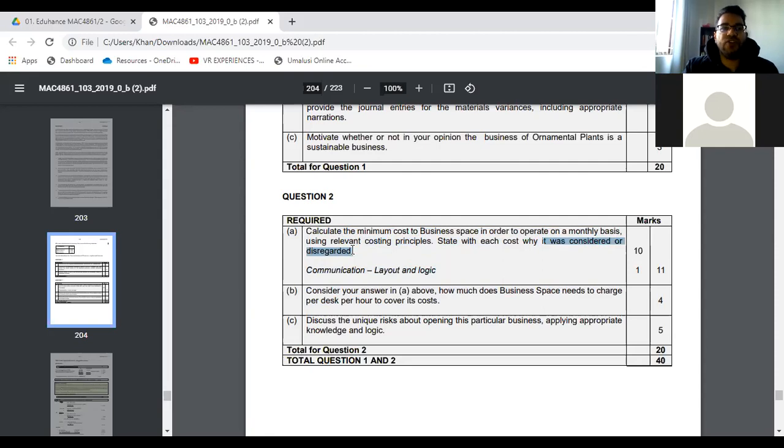Now I'm going to switch over into Google Sheets, and then we're going to answer this question. Just another thing, calculate the minimum cost. That's what they want. They want the minimum cost, so you must always choose the cheapest option.